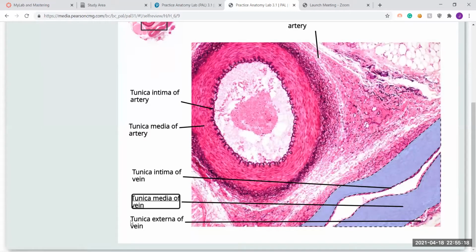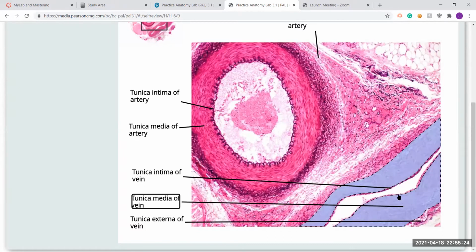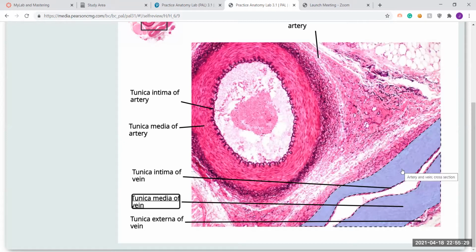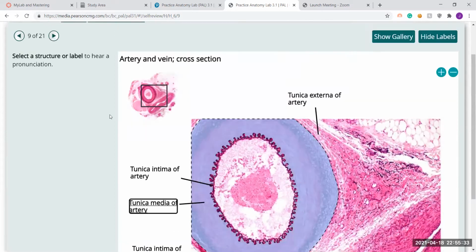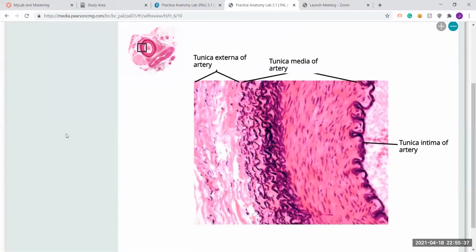Same structure in the veins, except the arterial connective tissue has a lot of elastic fibers. Veins have less thickness of the tunica media. You can see the same tunica intima, tunica externa, and tunica media.